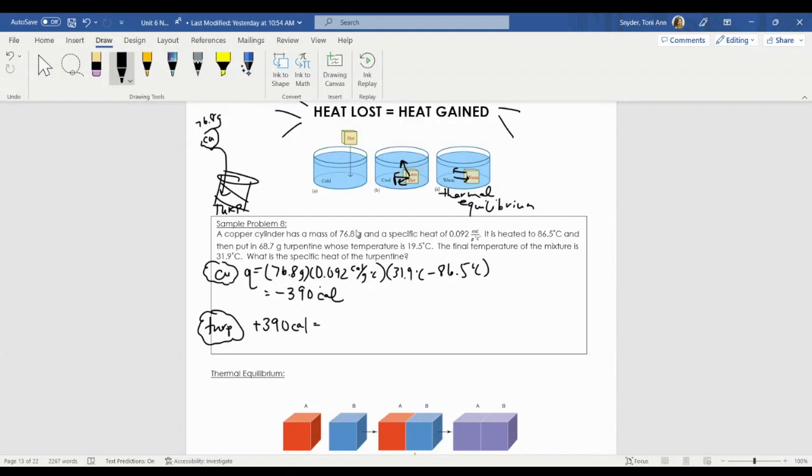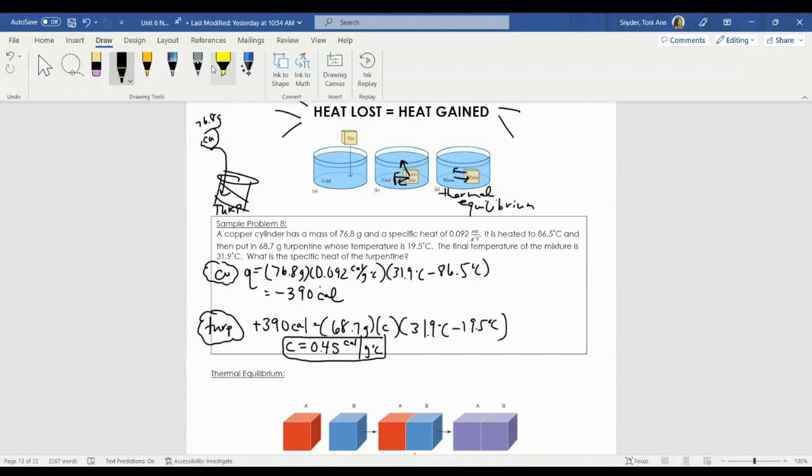Knowing that, the mass of the turpentine is 68.7. The specific heat is what I'm trying to find, times my delta T. So final minus initial again, 31.9 degrees. The final's the same, notice that. Minus the initial temperature of the turpentine, which was 19.5. And when you solve for this, you should find that the specific heat for turpentine is 0.45 calories per gram degrees Celsius.